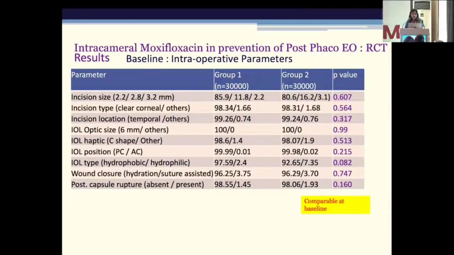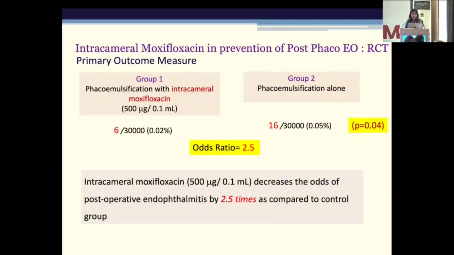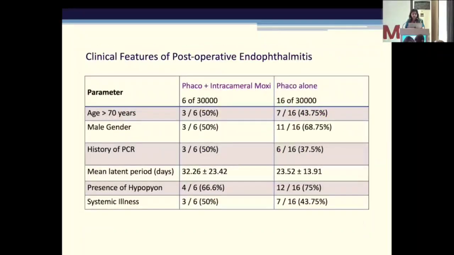Also in terms of the incision size, type, location, IOL optic, haptic size, position, wound closure, as well as posterior capsular rupture, whether absent or present, both the groups were well matched. We did find that 6 cases in the group where phacoemulsification with intracameral moxifloxacin was given, and 16 cases in which it was not given, had endophthalmitis. So the odds of having endophthalmitis were 2.5 times higher as compared to the control group.